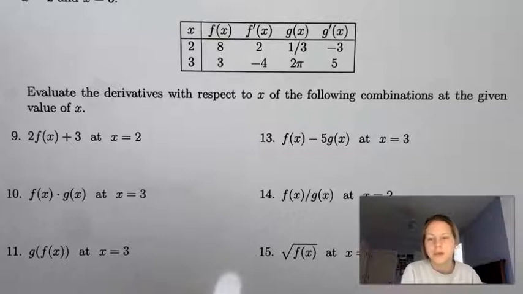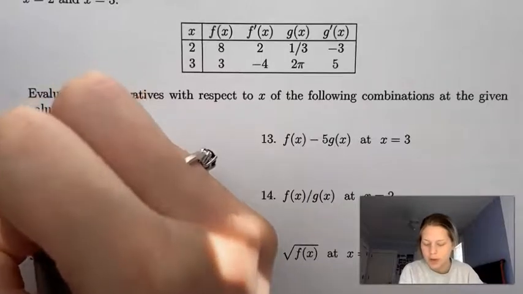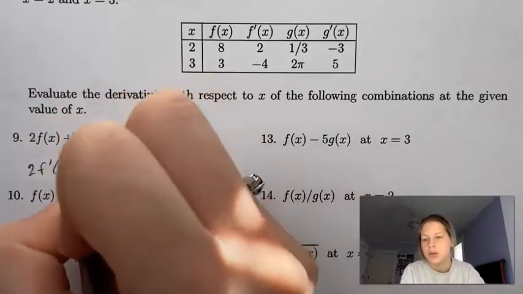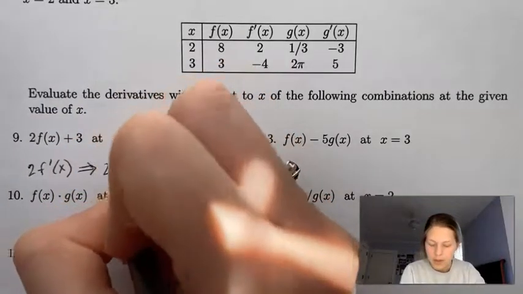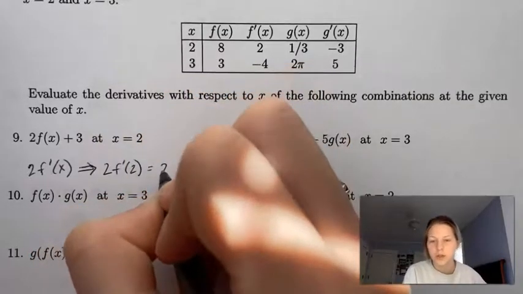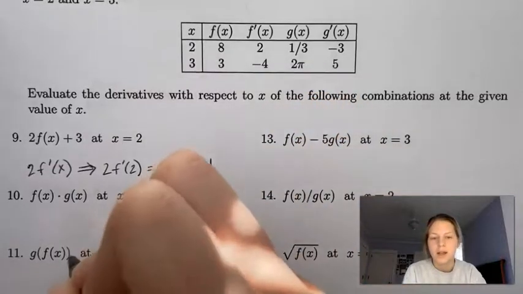Okay, so getting started with number 9. Okay, so first we're going to take the derivative of 2 f of x plus 3. And so when we do that, we will get 2 f prime of x. And then we're going to plug in the 2. So we get 2 f prime of 2. And then we plug in and get our answer.